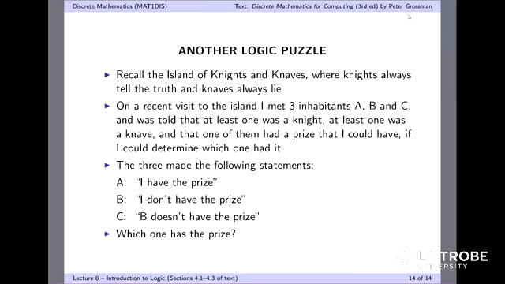So A has to be a knave. That means A does not have the prize. Yeah, A doesn't have the prize. Because if A was a knight and had the prize, then B would have to be a knave saying I don't have the prize. Okay, I know that A's a knave. I can't explain it in words. Like 100% A's a knave.